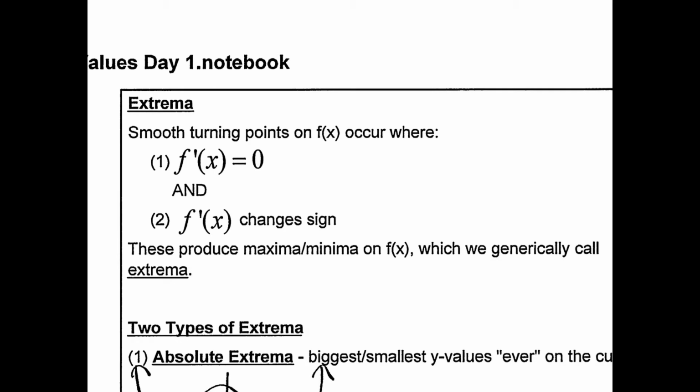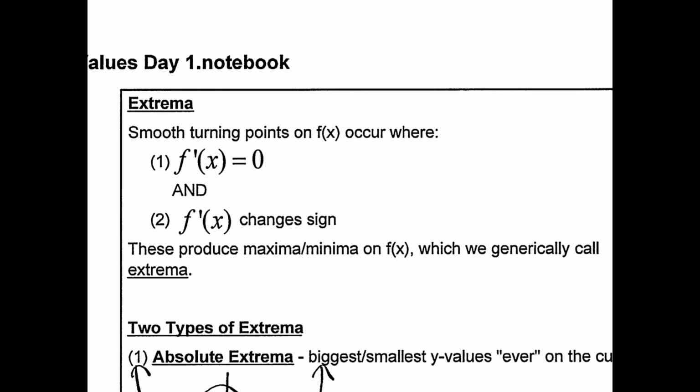So from our work on that parabola, we find out that smooth turning points are going to occur where you have a slope of 0, that's condition 1 here, f prime of x equals 0, and f prime of x changes signs. So that means that you change from increasing to decreasing, or vice versa, on your original function.